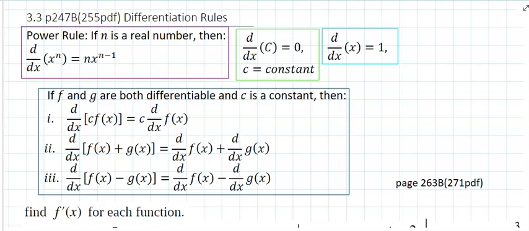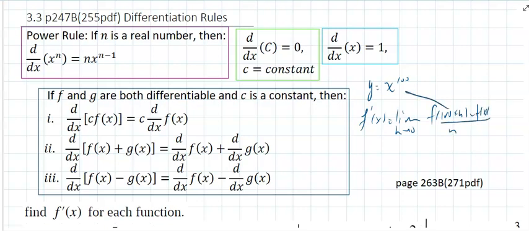Section 3.3 talks about differentiation rules, and here we're going to be using shortcuts. Instead of using the definition, we're going to be using shortcuts to find derivatives of functions that we never discussed before. For example, if I was to say y equals x to the 100, then f prime of x is the limit as h approaches 0 of f of x plus h minus f of x over h. Well, x plus h to the 100 will be an issue.